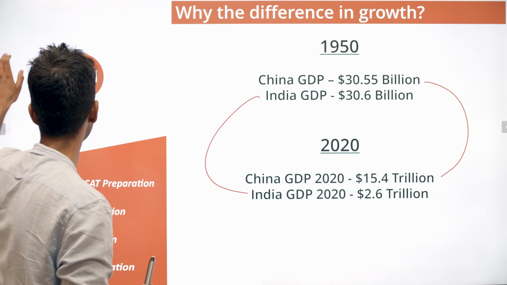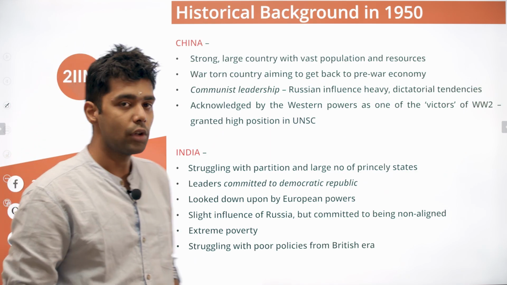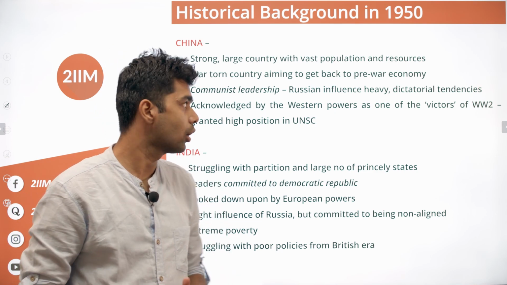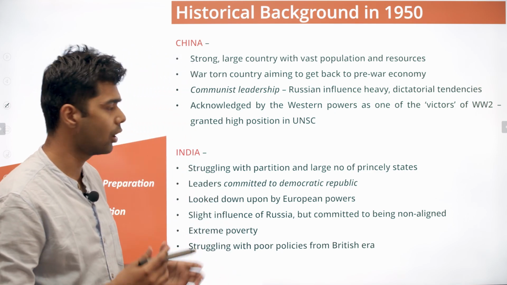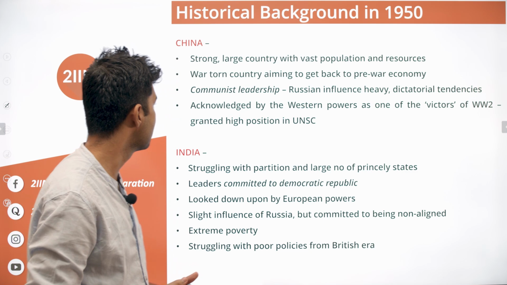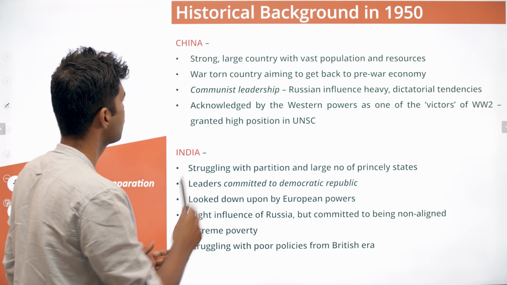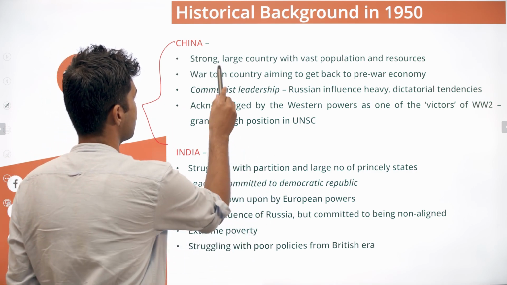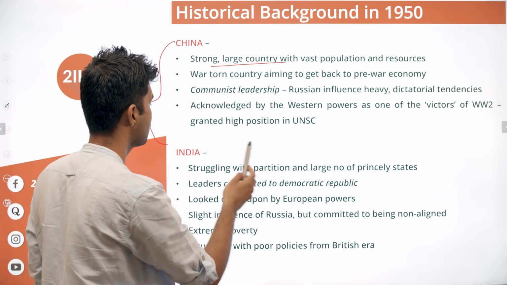So we want to understand why this is the case. We need some sort of a historical background about where India and China have really come from. They both got their independence around 1950, at the turn of the 1950s. So China was a very strong and large country. It was a communist country. It had all the resources, it had a vast population.